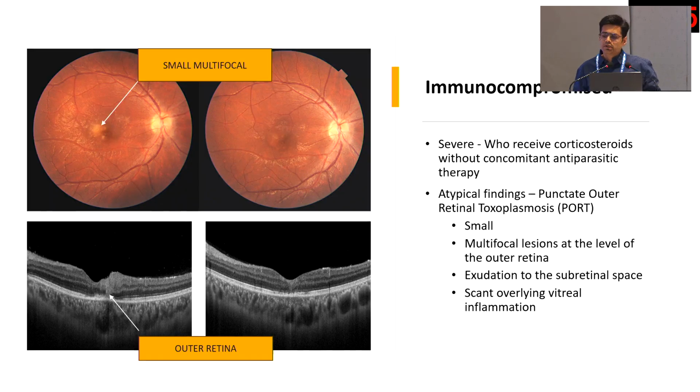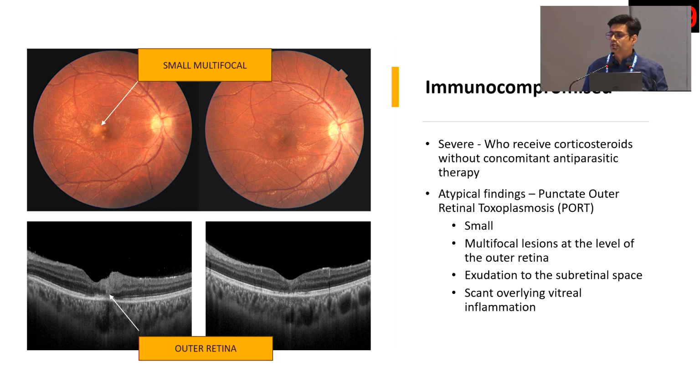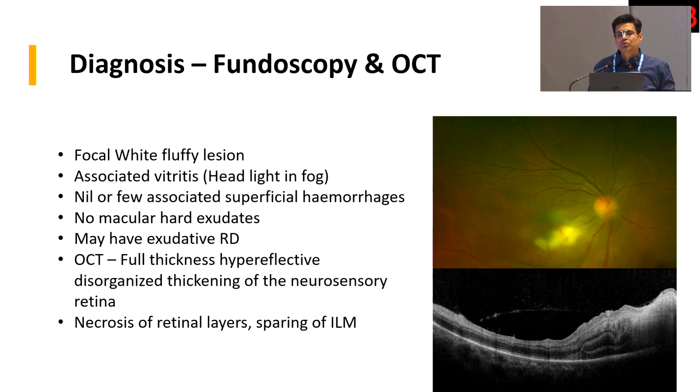Another form of atypical is the punctate outer retinal toxoplasmosis, in which you get these deeper lesions, and that is the reason why they look a little bit more yellowish, because as we said, as you go down the retina and more towards the choroid, the lesions start becoming from white to off-white to more yellowish. And these can be multifocal. Multifocal doesn't mean that they are far apart. They are next to each other, but small yellowish dots, and they can also have subretinal exudation as well.